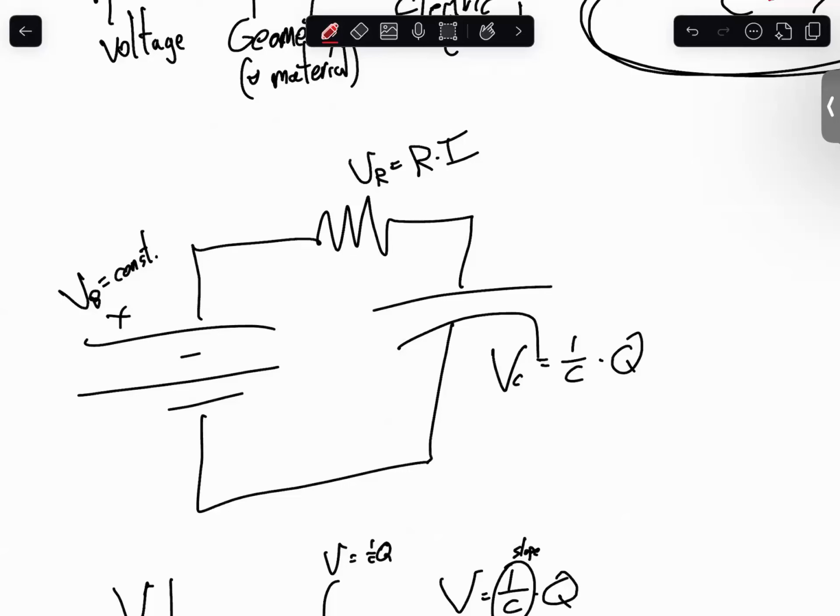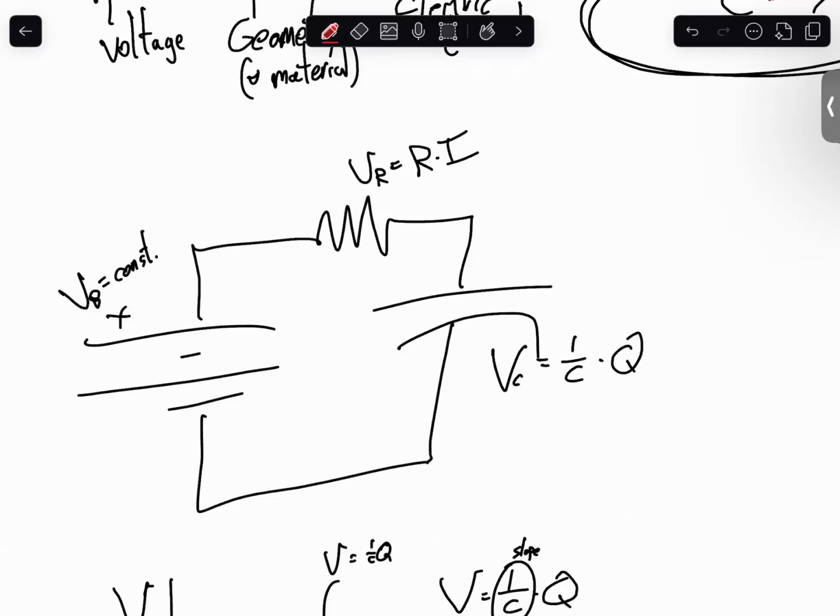If I apply a big voltage to a resistor, how much current flows? Big or little? Big. V equals I times R. If V goes up, I goes up. If V goes down, I also tapers off, yes? V equals IR, if V goes down, I goes down.